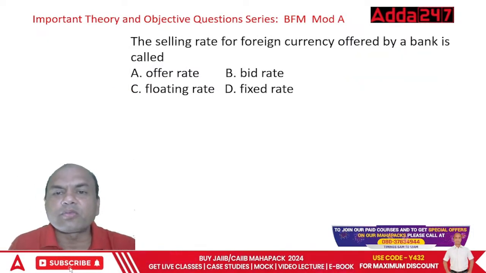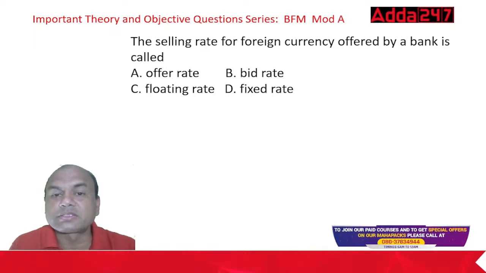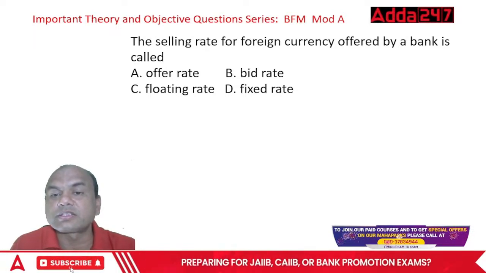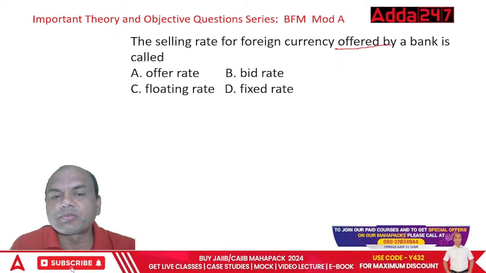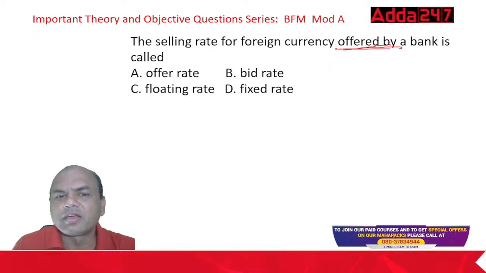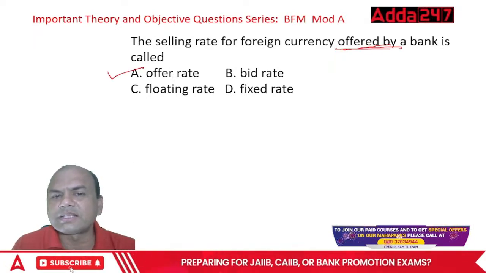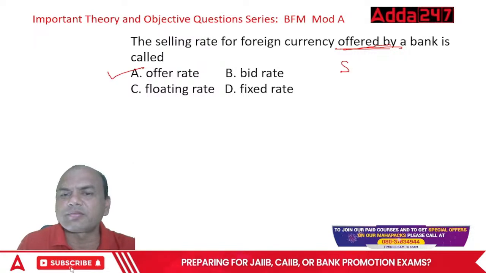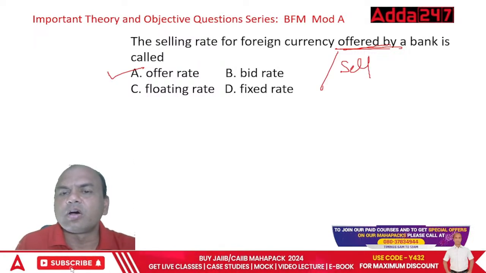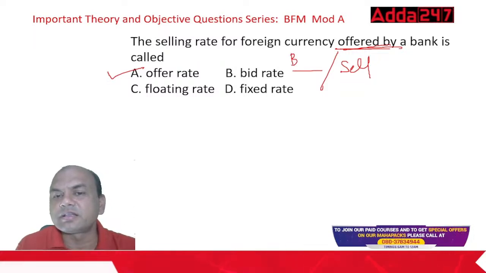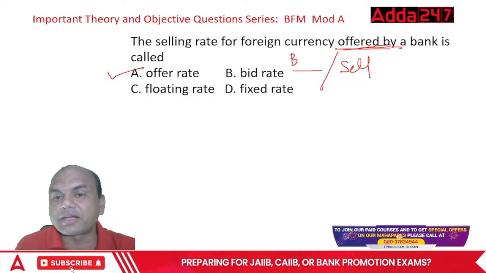The selling rate of a foreign currency offered by a bank is called: offer rate, bid rate, floating rate, or fixed rate. The name itself is enough. It is offered, so it is the offer rate, meaning sale. You can call it the sell rate. Always remember, on the left side it is buy, and on the right side it is sell.